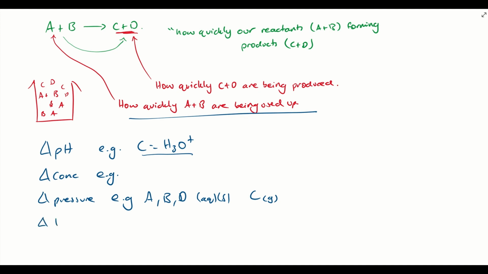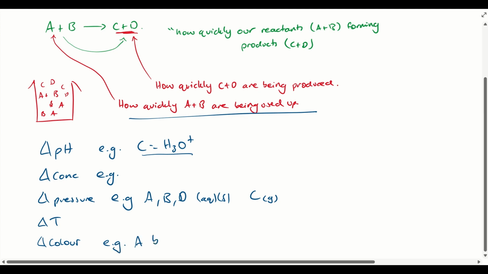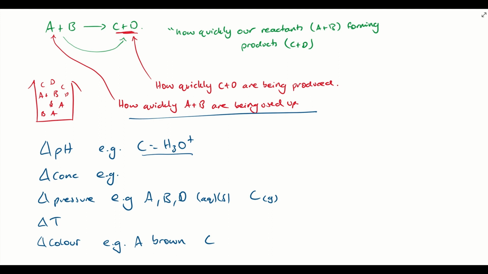Other examples: change in temperature. It might be an exothermic or an endothermic reaction, so it's releasing or absorbing heat. We can have changes in color. For example, if A is brown, and C is pink, and the other two species are colorless, we're going to see a change from brown to pink over that time frame. So that can indicate to us the reaction rate. We could have the formation of precipitates, or changes in voltage or current as we produce electrons. Any properties to do with a chemical system can indicate to us reaction rate.